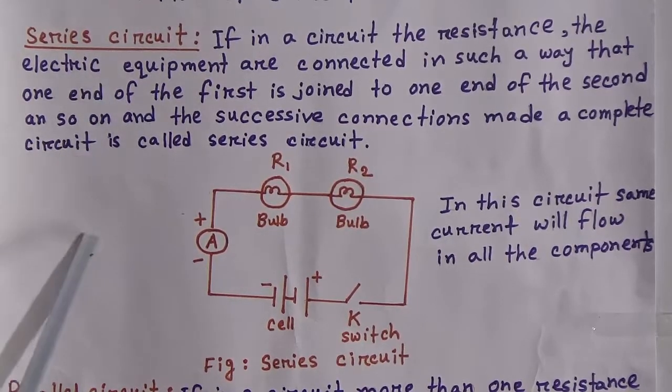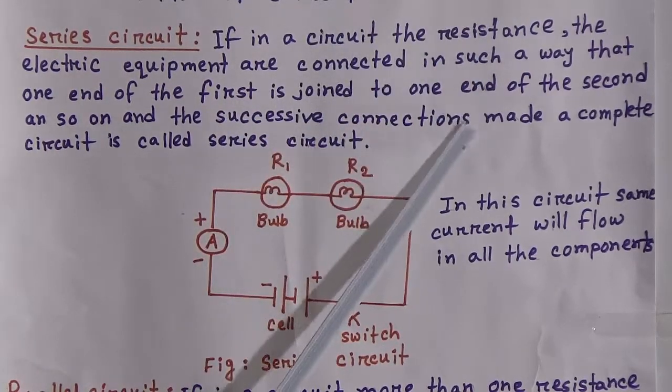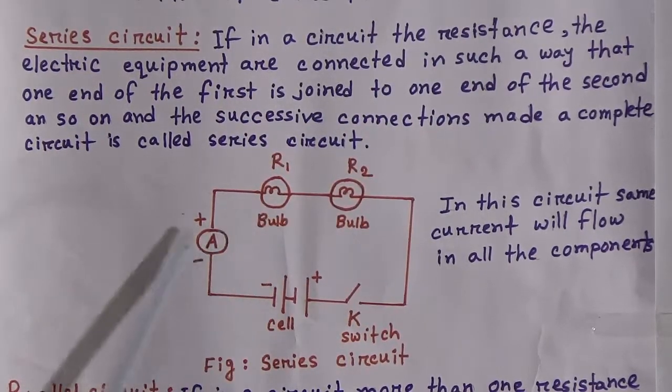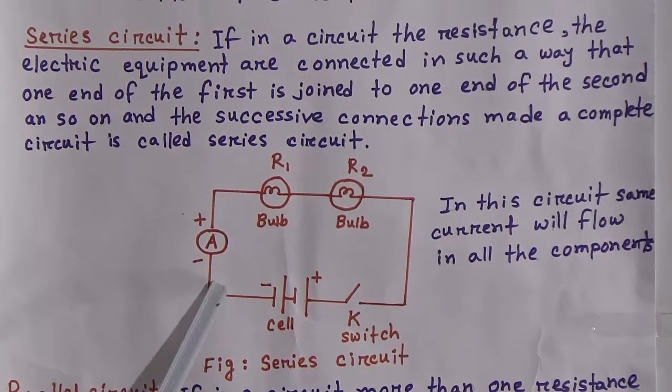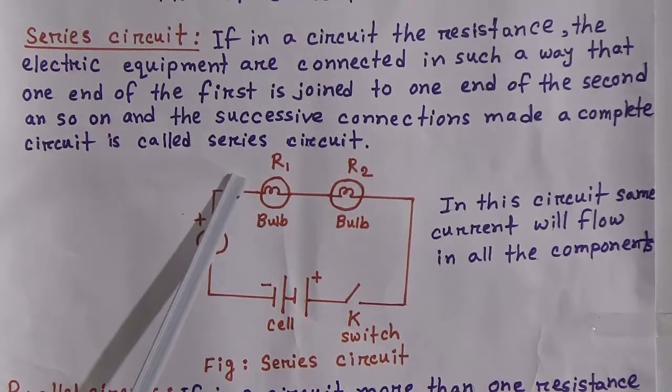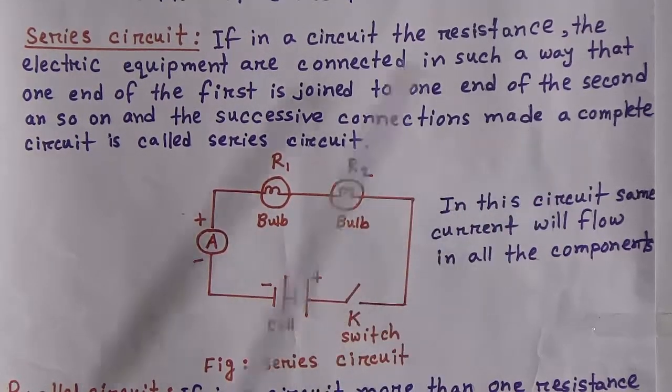Now an electric circuit can be constructed in two ways: series circuit and parallel circuit. Let's see what a series circuit is. If in a circuit the resistances and electric equipment are all connected in such a way that one end of the first is joined to the other end of the next, and so on, and the successive connections make a complete circuit, it is called a series circuit.